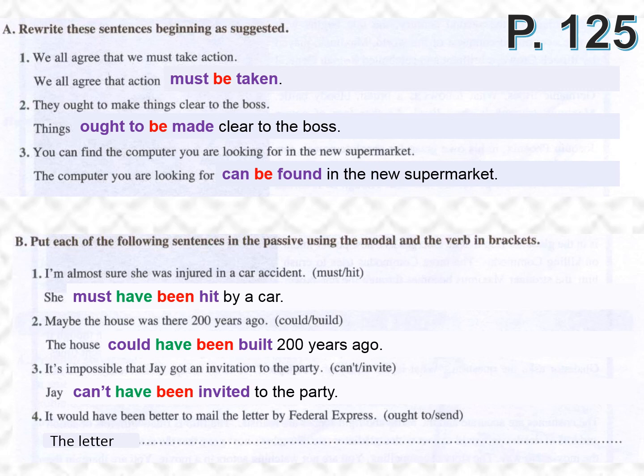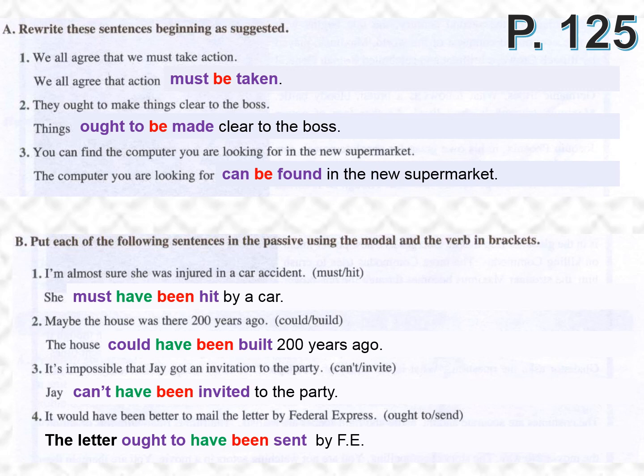Number 4, it would have been better to mail the letter by Federal Express. Ought to is the modal and send is the verb. So the letter ought to have been, and the past participle of send is sent. So the letter ought to have been sent by Federal Express. Okay? Just have a look at the exercises for a few seconds.